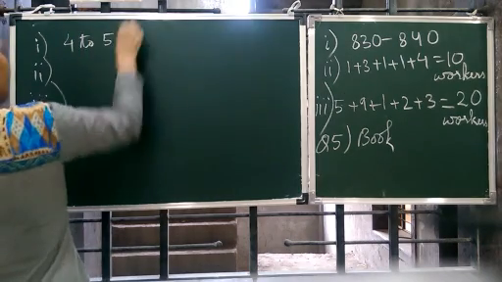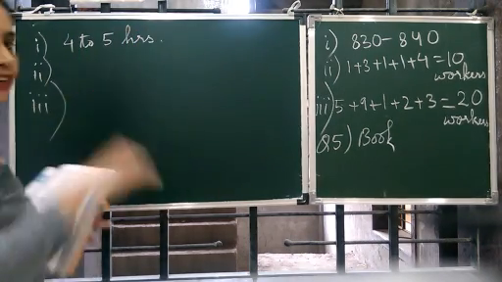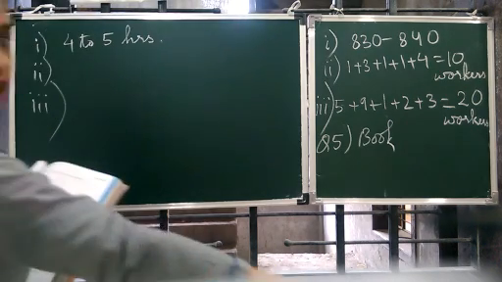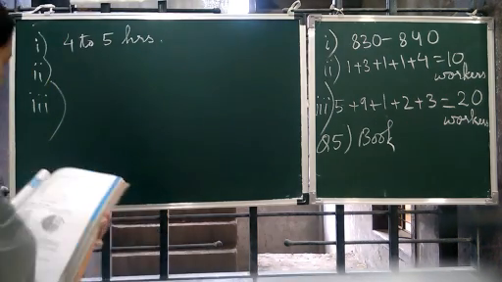4 to 5 hours. You cannot write 4, you cannot write 5, because the bar is starting from 4 and it is going till 5. So that is why we have written 4 to 5 hours.